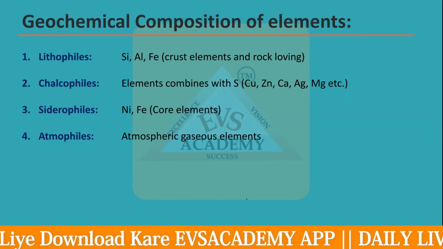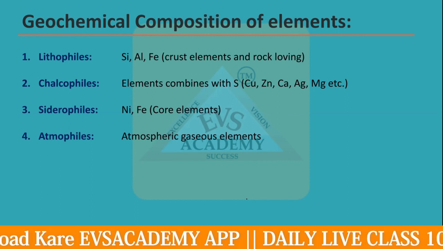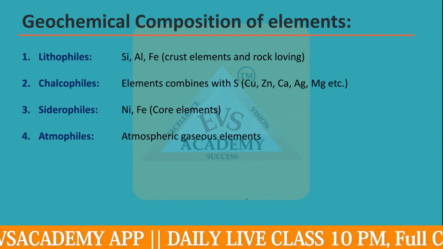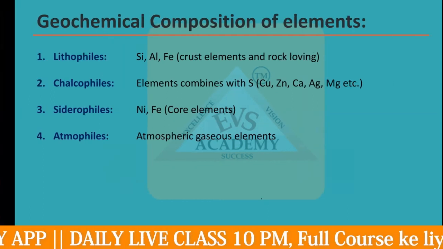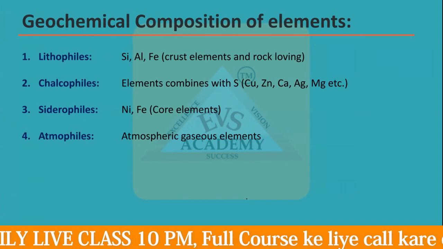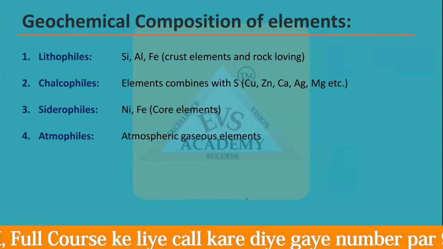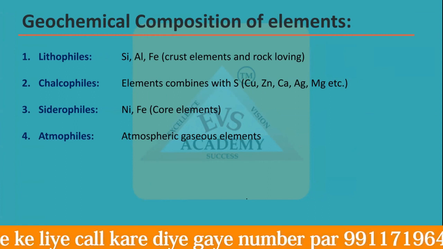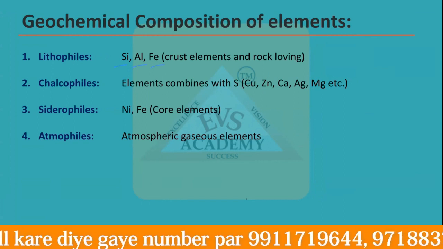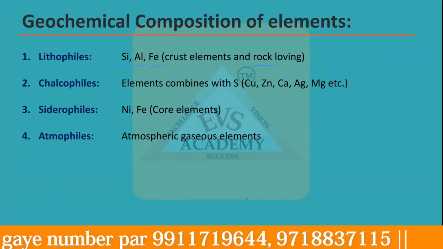Simply, those elements which are majorly found in the lithosphere, or the crust. Lithosphere is what? Lithosphere is crust. So the elements which are majorly found in the lithosphere can be called lithophiles. Lithophiles here would be silicon, aluminium, and iron. These are a few examples. These are the rock-loving elements.